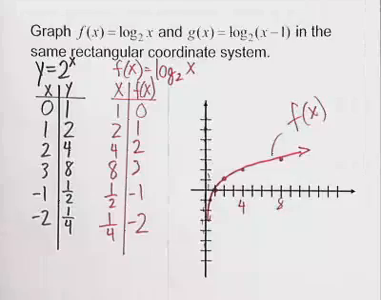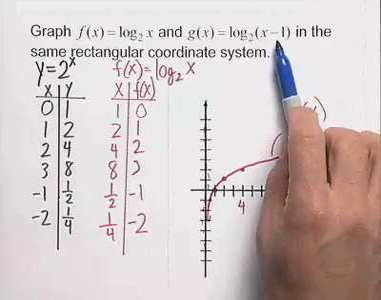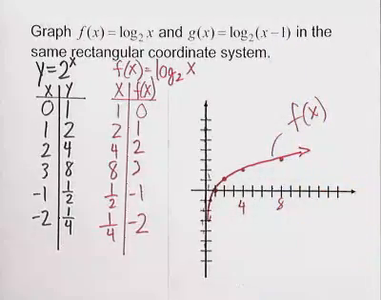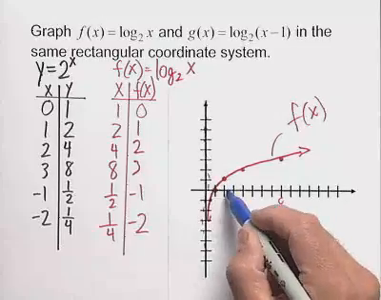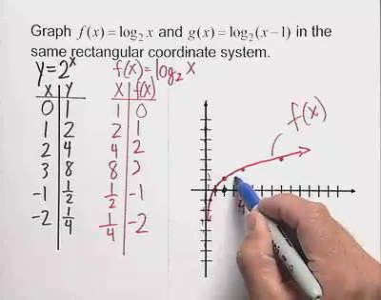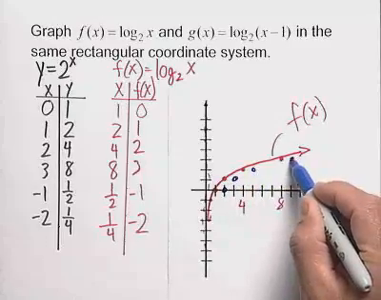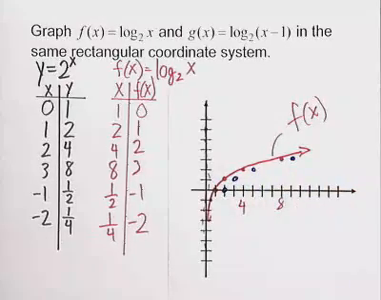Now from this, we want to draw the graph of log base 2 of x minus 1. And remember from our transformations, when we have an inside transformation, we're going to shift this graph to the right 1 unit. So we can take all these points that we've drawn previously, shift those to the right 1 unit. Does not change the shape of the graph, simply slides it over.